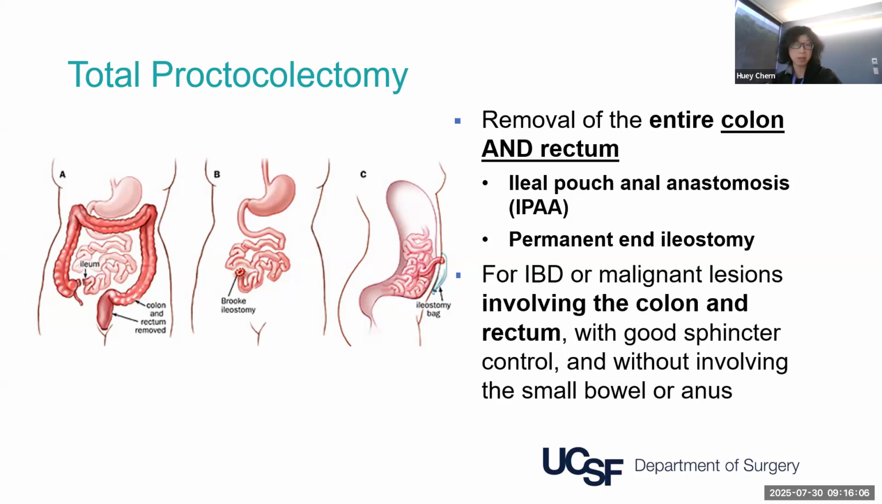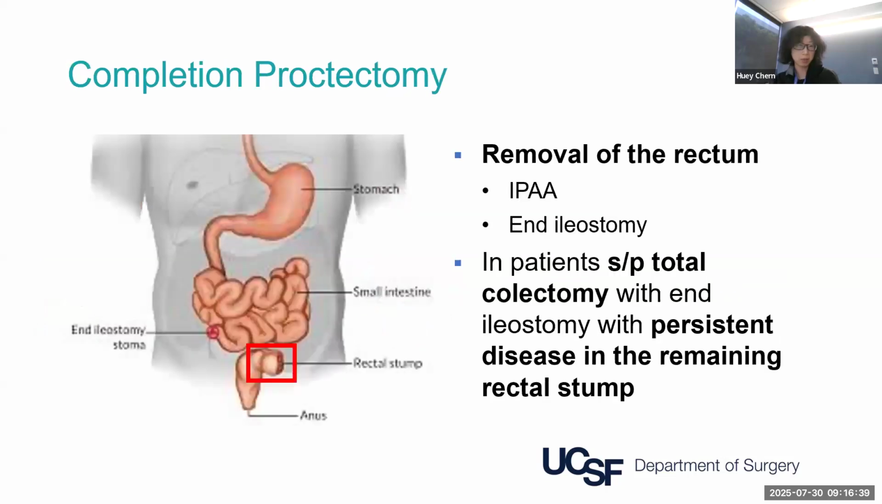This is probably something that's done fairly often for IBD would be a very common one, but we also use this surgery to treat those with FAP, for example. So that's what a total proctocolectomy is. Either performing the permanent end ileostomy at the time, or we would do an ileal pouch anal anastomosis.